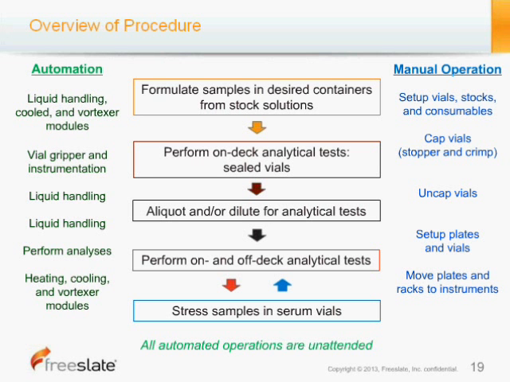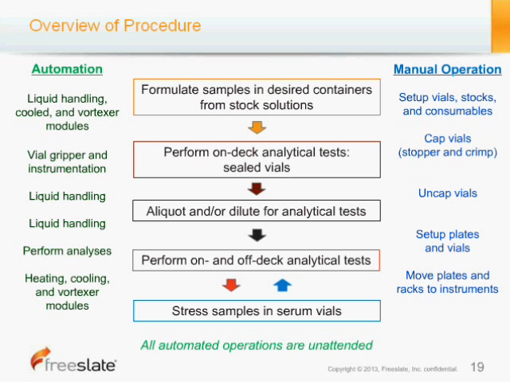So as far as automation goes, we'll use the liquid handling and the cooled and vortexing modules to formulate. And as a manual part of the process, we need to set up our vials, our stocks, and our consumables. But once those are set up, the automation will create the formulations. And then in the end, you can take those formulations. In this particular case, they were manually capped or stoppered. And then we were able to perform some analytical tests. So here, for instance, the on-deck analytical tests were visual inspection, so that's color, turbidity, and particle count.